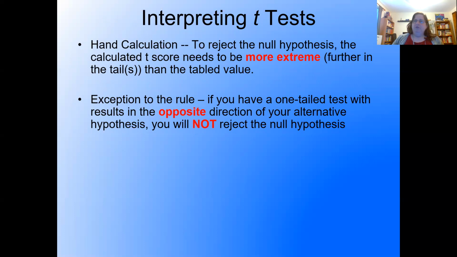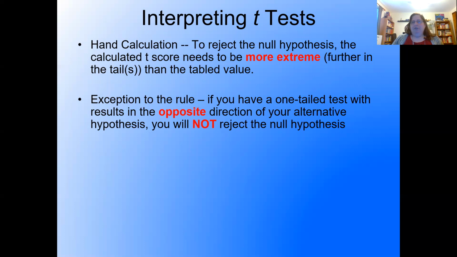Okay. So if you think of a normal distribution curve or something similar to that, we want to be further towards those tails, further out from the center. Another way to think of it is that you have a number line with a 0 in the center, and 1, 2, 3 going out to the right, and -1, -2, -3 going out to the left. Again, we want to be further away from 0 with our calculated score than what's in the table.